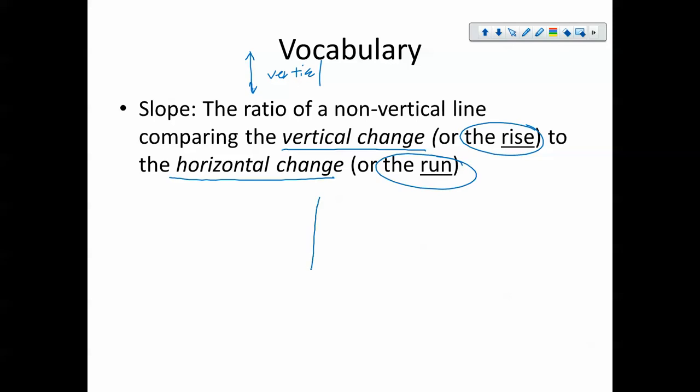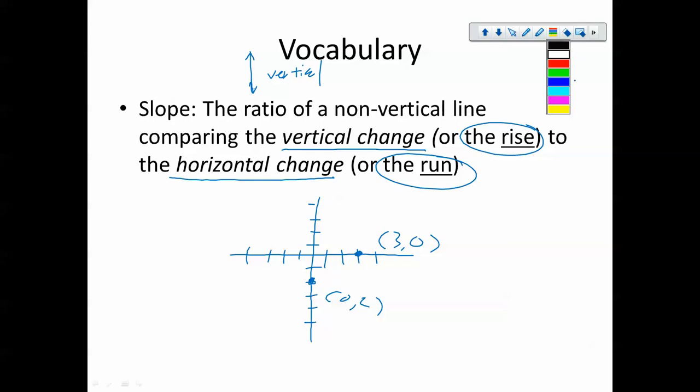So to give you an idea of what we mean by that, let's just make a quick graph down here. Pictures help a lot when we're talking about slope. The slope is a very visual idea. Let's take this point right here at (3, 0), and we'll take this point right here at (0, 2). And we have here an increase. So notice, if we were to draw a line between these two points, we would get something like this.